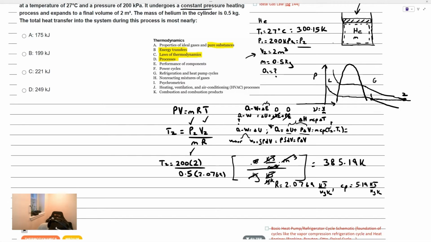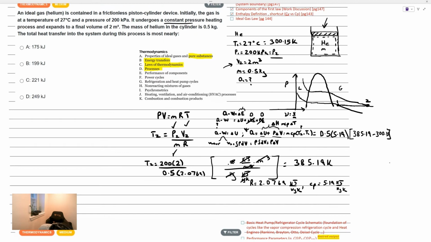Okay, let's go ahead and plug in what we have to do here. We have the mass, which is half a kilogram. We have the CP value, which is 5.19 kilojoules per kilogram Kelvin. And we have the delta T, that's just 385.19, that's T2, minus the temperature at state point 1, 300.15. Both of those are measured in Kelvin. The heat transfer that occurs during this process is 220, measured in kilojoules. I'm seeing that's answer choice C.